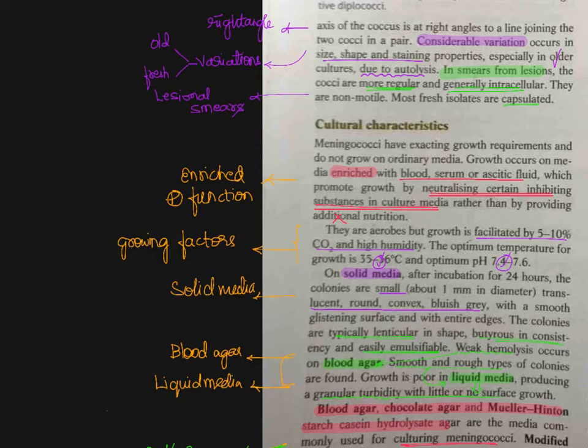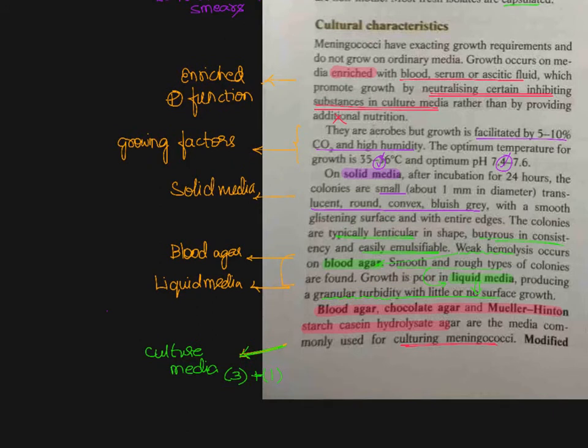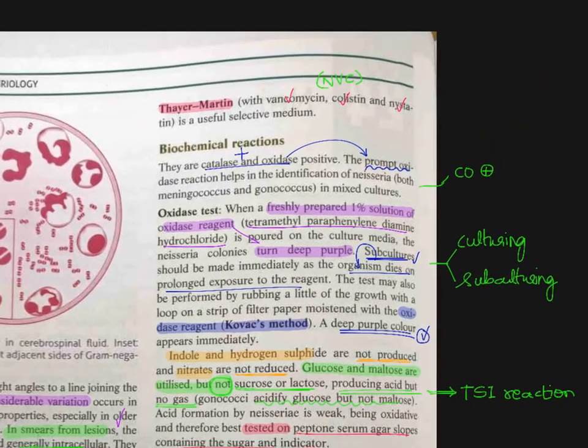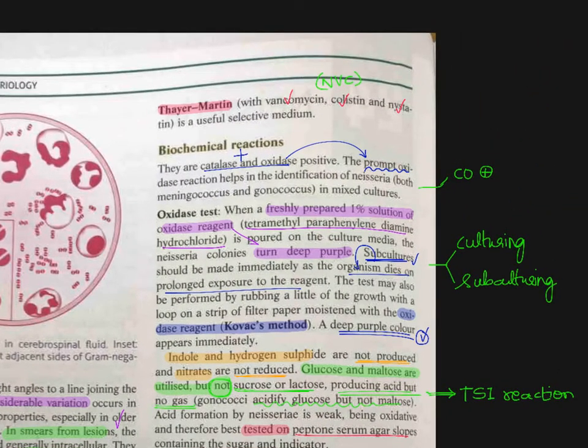The basic, very important culture media which we need to grow Neisseria are blood agar, chocolate agar, Mueller-Hinton starch casein hydrolysate agar, or modified Thayer-Martin agar, which contains vancomycin, colistin, and nystatin.